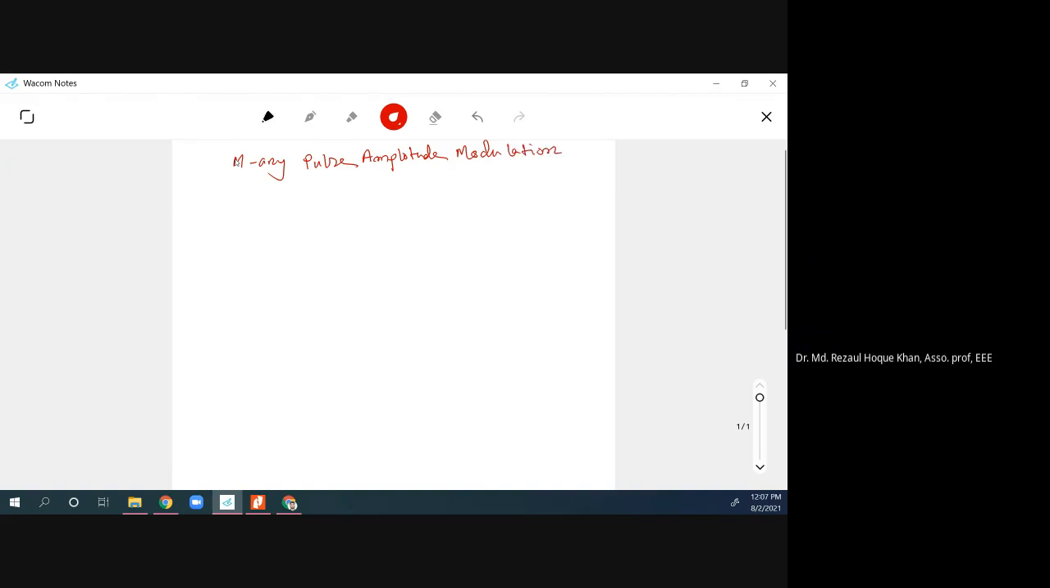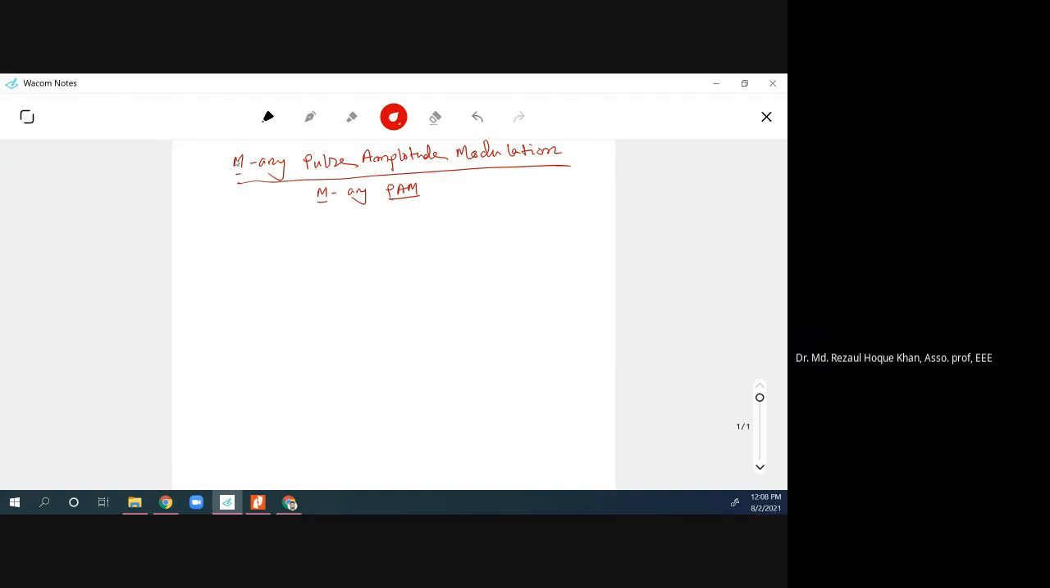In this scheme we call it pulse amplitude modulation with M array. It's actually an amplitude modulation scheme, generalized, more general. M array PAM, pulse amplitude modulation with M array.